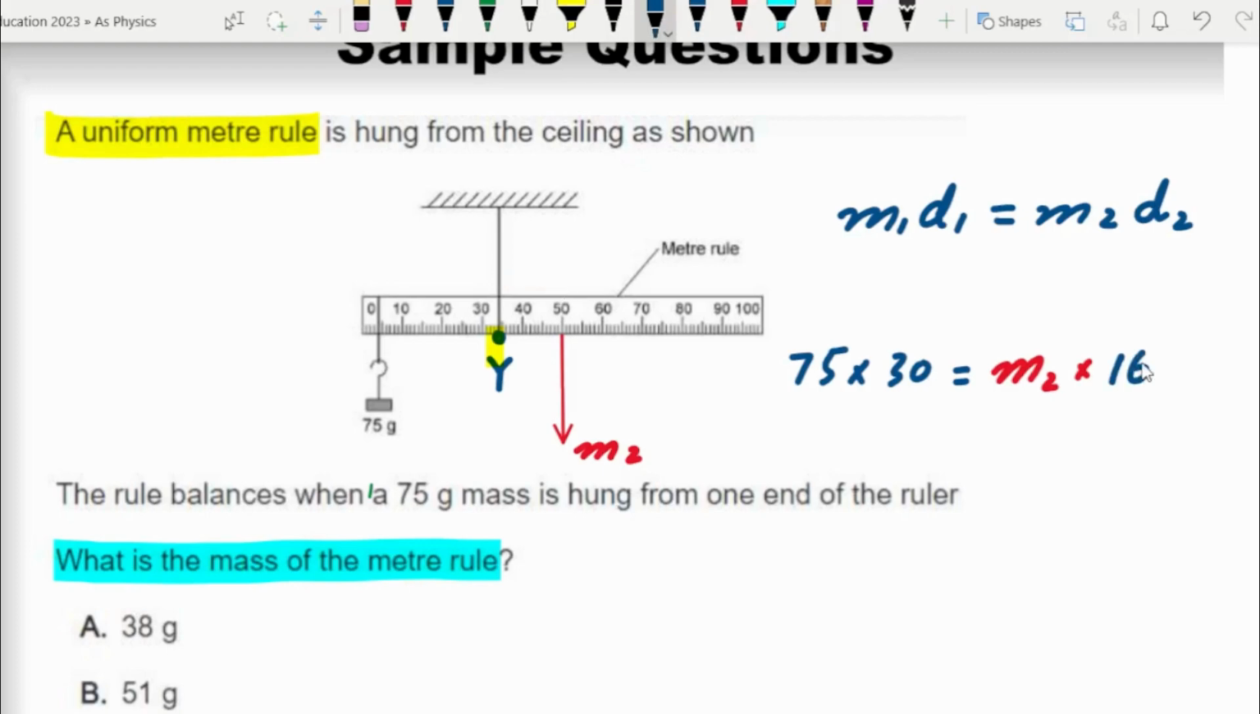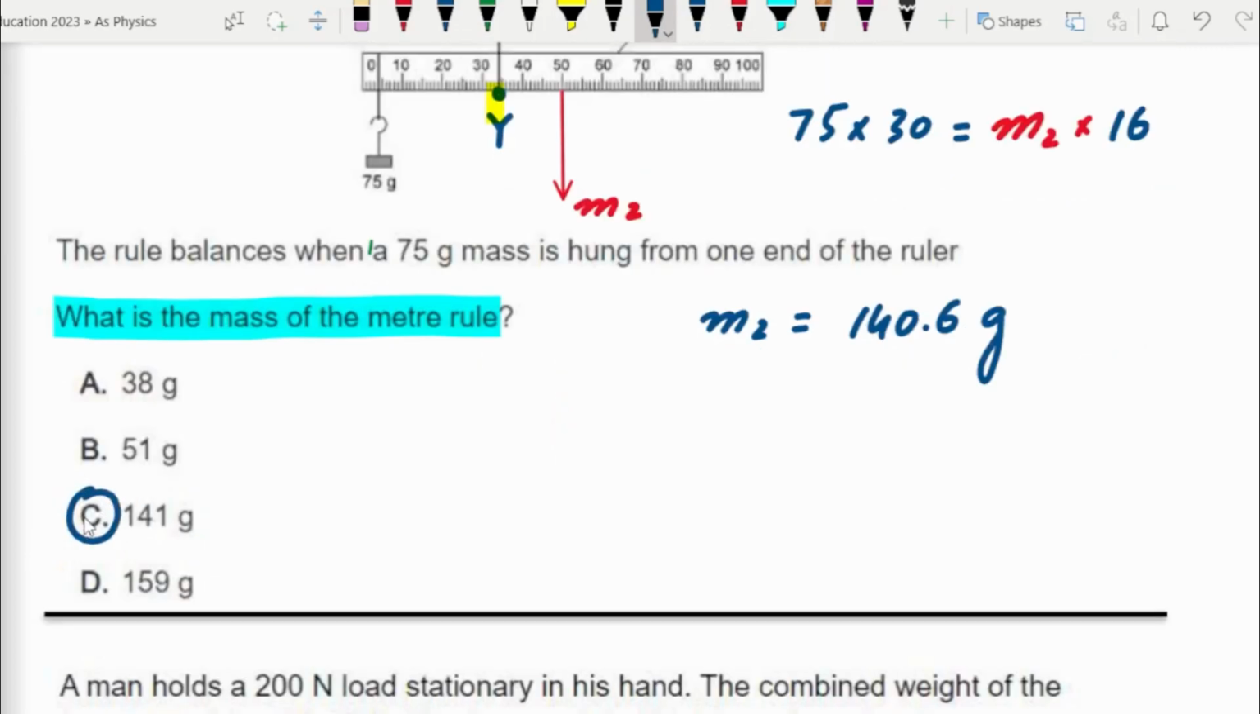You don't need to convert centimeters into meters because you're not getting the answer in centimeters or meters; they eventually cancel out. Your answer would be in the units of mass, which means the centimeters or meters, the units of length, are all cancelled out. So if you find the value of M2 from here, just use a calculator. You can write it as 141.